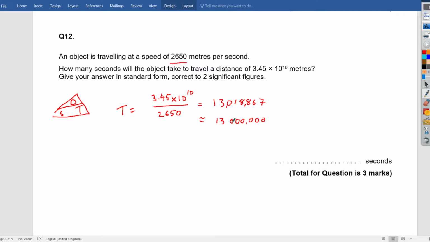Okay, 1, 2, 3, comma, 1, 2, 3, comma, 13 million. So this is how many seconds, and if I put it in standard form, we need to introduce a decimal point, which will make this number here 13, between 1 and 10, so 1.3 must go in the middle, multiplied by 10, and how many times am I going to jump this?